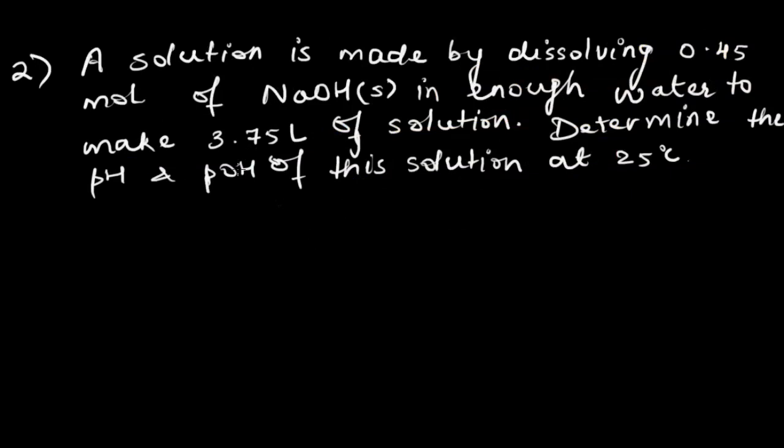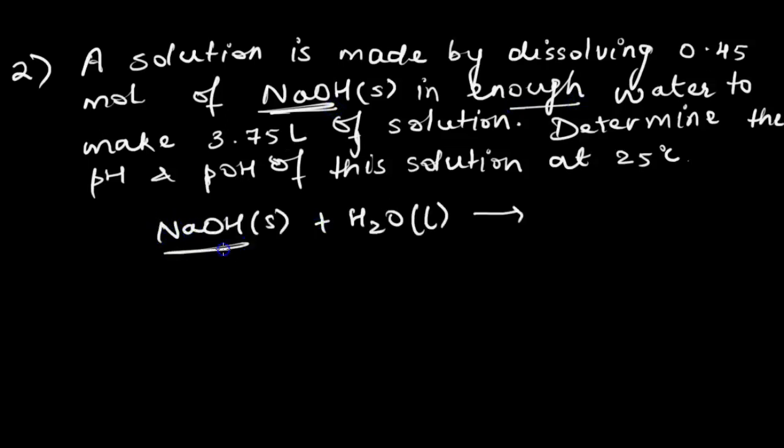Now let's take the second example, where the question says a solution is made by dissolving 0.45 moles of NaOH in enough water to make 3.75 liters of solution. Determine the pH and pOH of this solution at 25 degrees Celsius. Whenever we dissolve a solid or a salt in enough water, the solid ionizes, giving us Na+ and OH- ions in aqueous state.